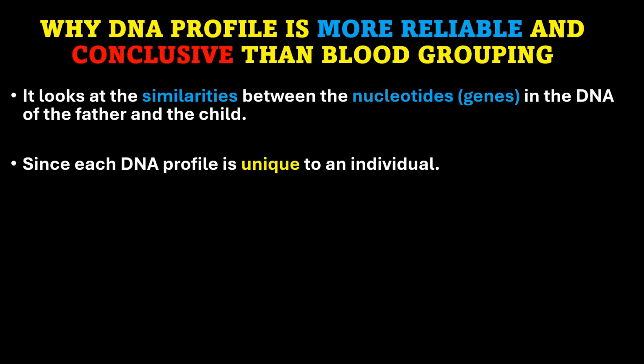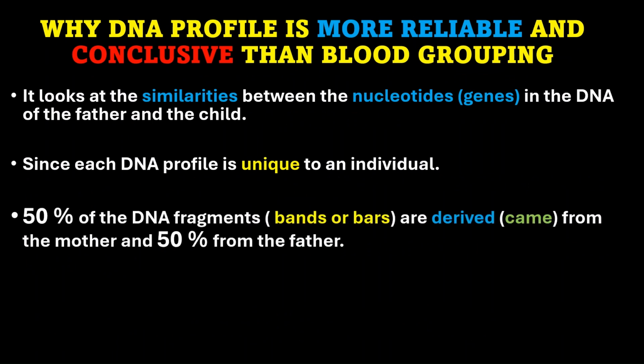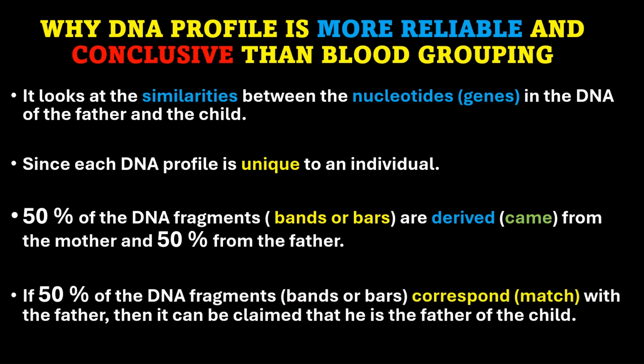The reason they look at the similarities between the nucleotides or genes is because each DNA profile is unique to an individual. 50% of the DNA fragments, bands or bars came from the mother, and 50% came from the father. That is during fertilization. Half of your genome, your DNA, comes from your father, and half from your mother. So if 50% of the DNA fragments, bands, or bars match with the father, then it can be claimed that he is the father of the child. So we just want a 50% match.